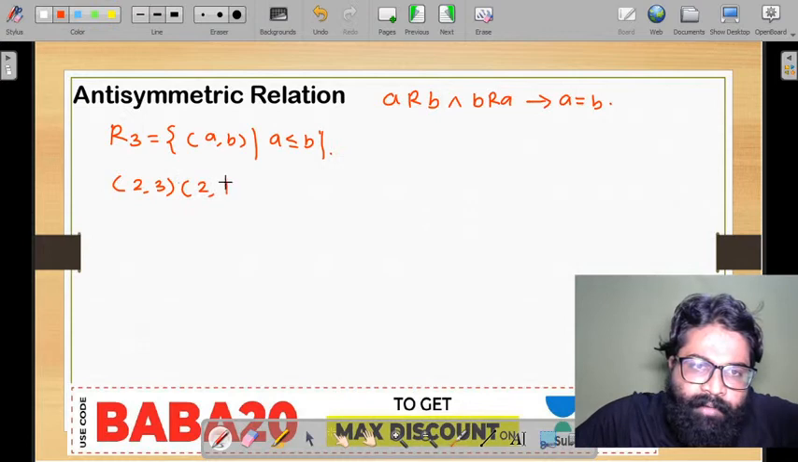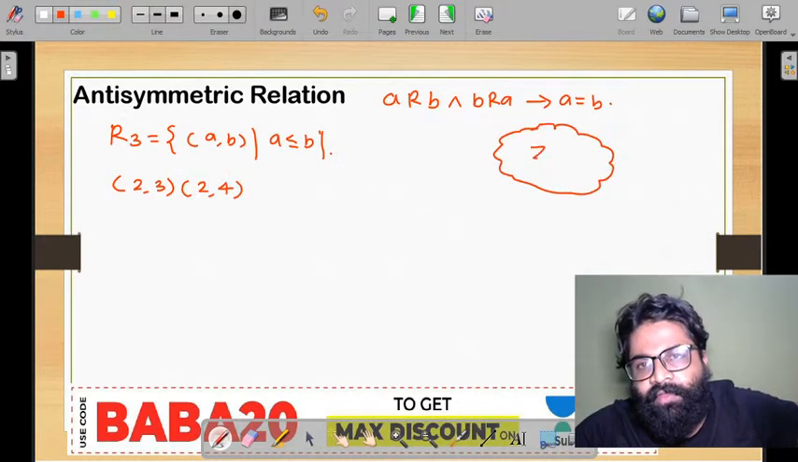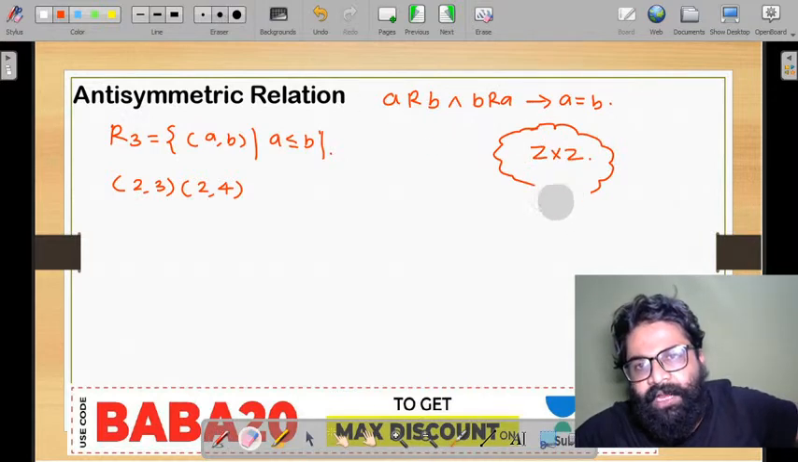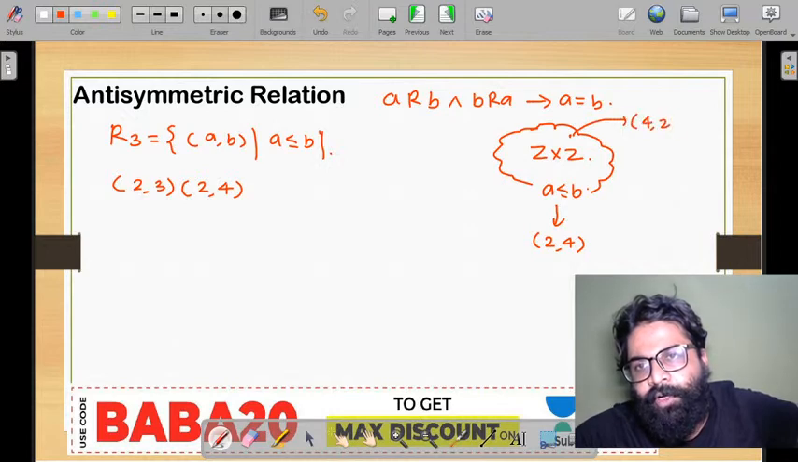Can I say that 2 comma 4 will be passed? So actually this is basically Z cross Z, and then you are passing some elements such that A is less than or equal to B. So what will it allow? It will allow 2 comma 4, but 4 comma 2 will not pass.